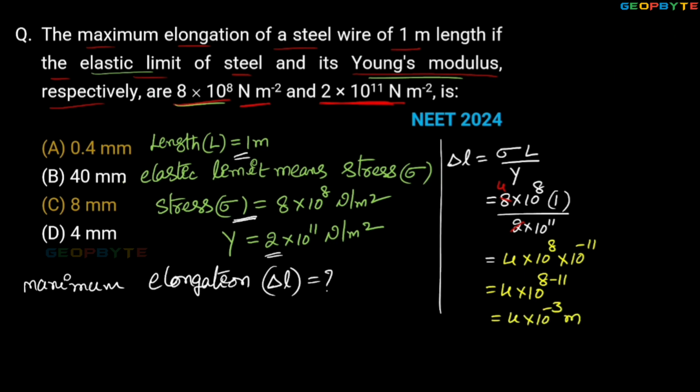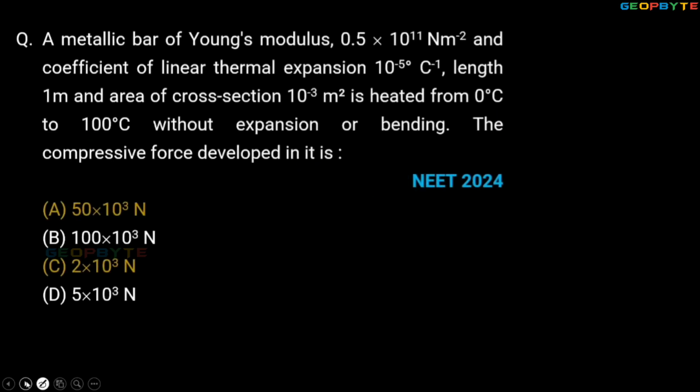But look at the options. All options are given in millimeters. It is equal to 4 millimeters. Okay, look at option D. Option D is absolutely correct. Understood clearly? Simple problem.